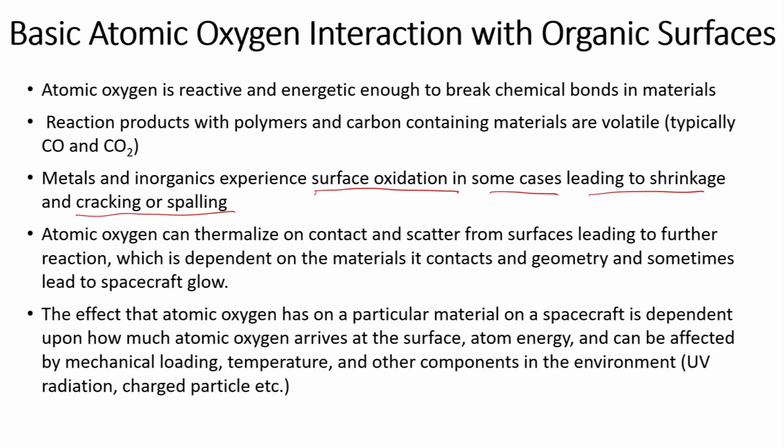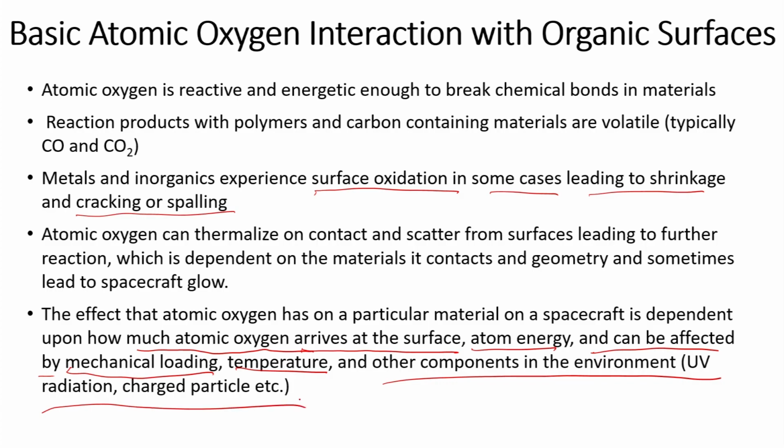So, the effect atomic oxygen has on a particular material on a spacecraft depends upon how much arrives at the surface, that is the intensity or density of the atomic oxygen, and what its energy is. It can also be affected by mechanical loading, temperature and other components in the environment. So, it depends on so many parameters.